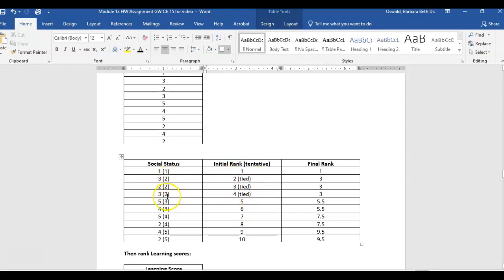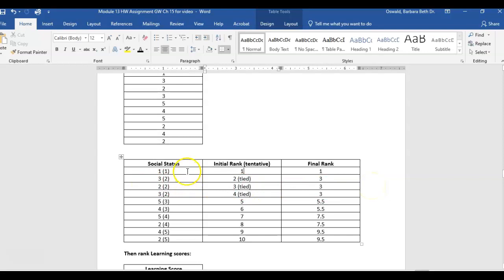So for example, I had 3 number 2s. So ranks 2, 3, and 4 are tied. That means I'm going to have to take the average of that to get the final rank. And the final rank for every score of this value, which just happens to be a number 2 in this data set, would be the average of the ties. So let's see if that makes sense. Let me try it another way.